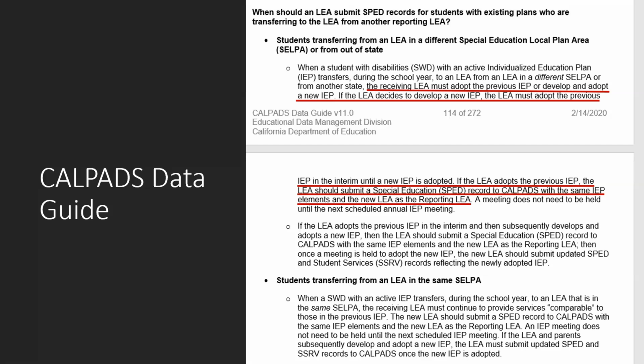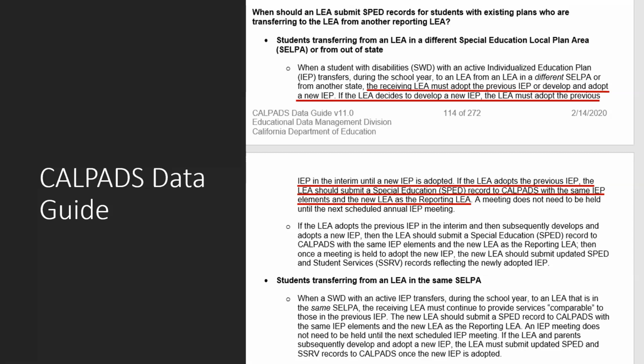So this is telling you that when a student comes in, you either have to assess the student and develop a new IEP, or adopt the existing IEP from the other district, even if it's in the interim. So there is no justification for not having a special education program record. If you have not yet developed an IEP for the student, the LEA must adopt the previous IEP. It specifically says the LEA must adopt the previous IEP in the interim until a new IEP is adopted. So there you go. And there are different scenarios. There are students transferred from an LEA, and I didn't include every scenario because we don't have time for that.